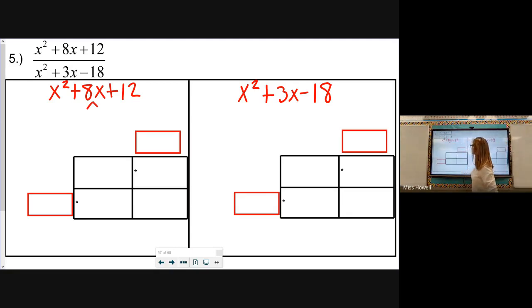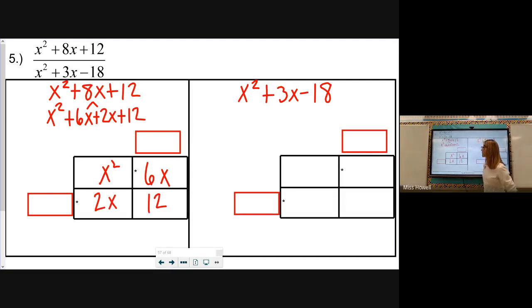All right, we need factors of 12 that give us 8. 6 and 2. Again, if I'm not at the point where I can just see that, I need to go to my scratch paper and make a little T-chart, write my guess and check little table, which is perfectly fine. X squared, 6x, 2x, and 12.